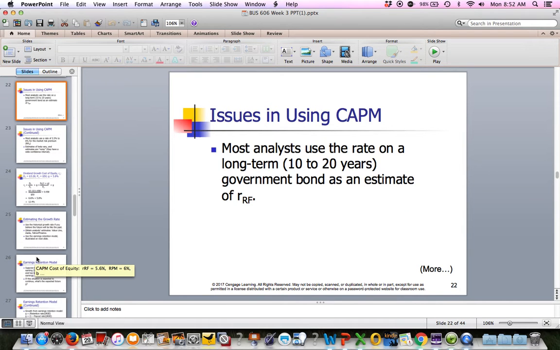It says here, most analysts use a rate on long-term government bonds as an estimate for the R sub RF, because when you think of stocks, you're thinking very long-term. That's the one thing I want you to think about. So the government issues treasury bonds at all levels of maturity. And so generally what most people in finance do is look at the rate on a treasury bond somewhere along the 10 to 20 year term.